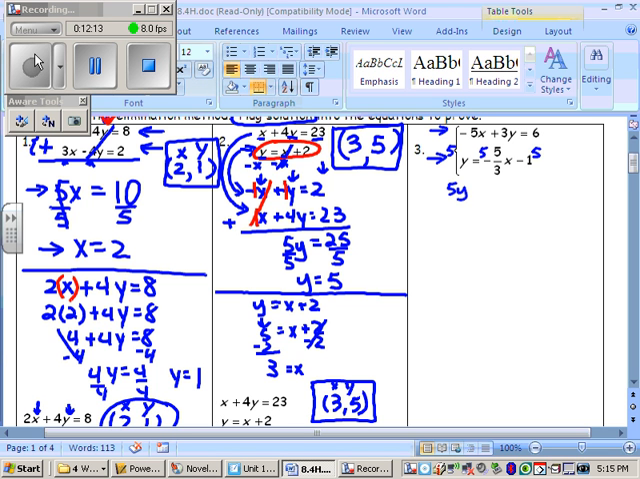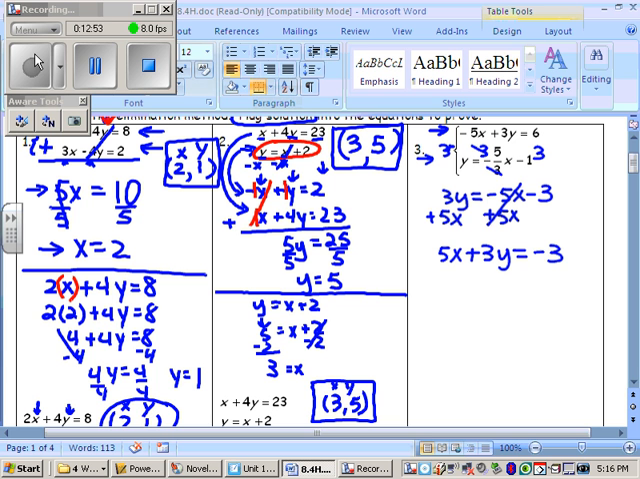This would give you 5y. Let's back up and multiply every term by 3. So this would give us 3y equals negative 5x minus 3. We then want to rearrange the equation and move the negative 5x to the left by adding it. This would eliminate the x from the right side, moving it over to the left. So putting the terms in alphabetical order, we would have 5x plus 3y equals negative 3.